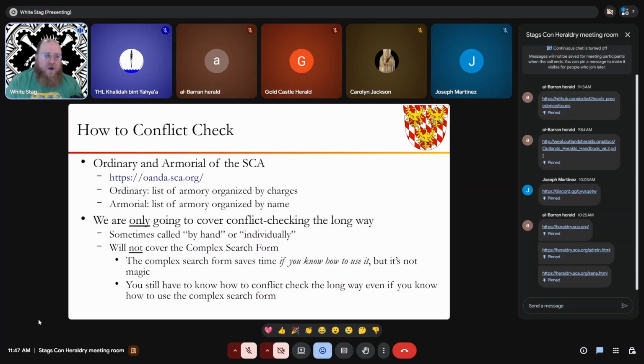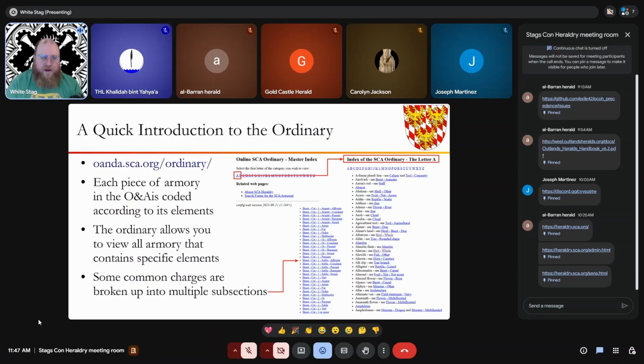You still need to know how to count difference the long way. You need to understand charge group theory. You need to understand the rules in order to use the complex search form effectively and not get caught in a trap. So, quick introduction to the ordinary. If you're conflict checking the long way, you're going to use the ordinary. So if you go to the O&A, you click the link to the ordinary, it'll take you to this box right here where it says Online SCA Ordinary Master Index.